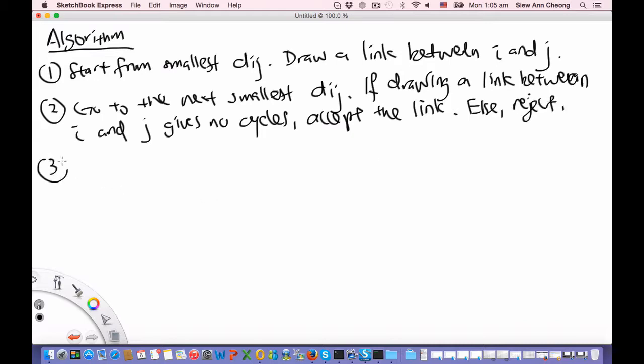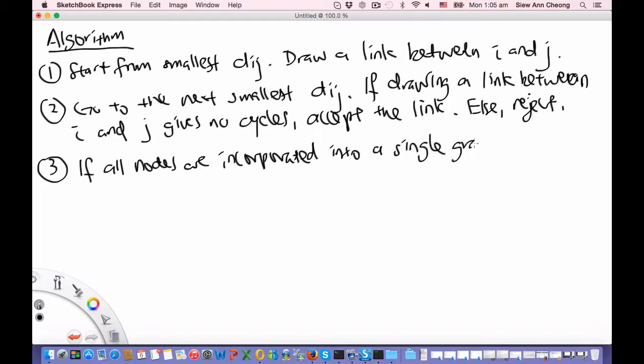And then, step 3: if all nodes are incorporated into a single graph, stop. Else go back to step number 2 to continue adding links. So this is the MST algorithm, very easy to do.